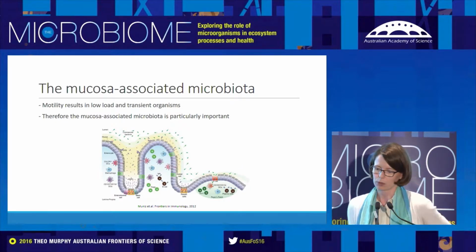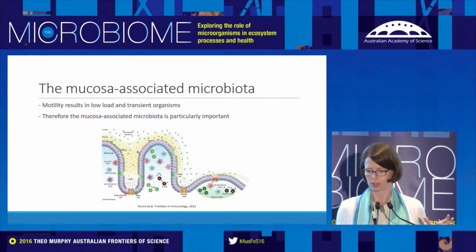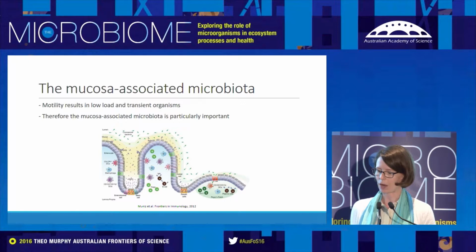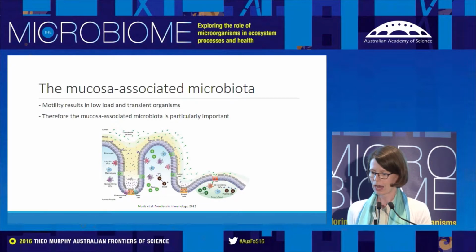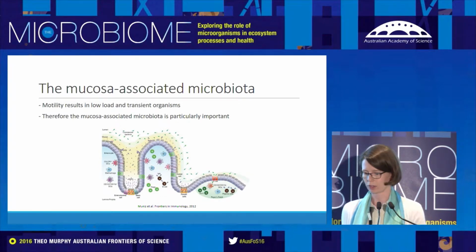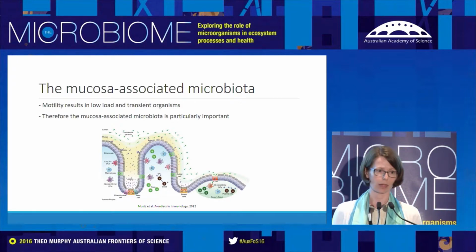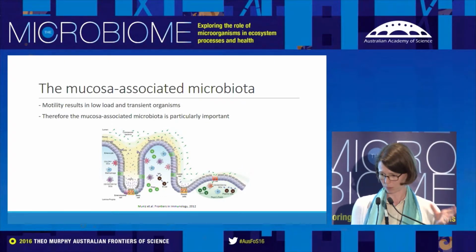So I just want to highlight the importance of the mucosa-associated microbiota, and this is particularly relevant for the small intestine where you have this motility. This results in the low load in particularly the first part of this organ, and it also results in transient organisms, so things that are moving through, and the luminal contents in particular are moving through. Therefore, the mucosa-associated microbiota, so what's adherent to the mucosa, is more likely to be more permanent and is probably going to be quite important in terms of mediating effects in this region with host interactions.